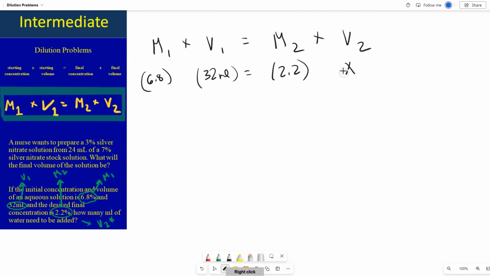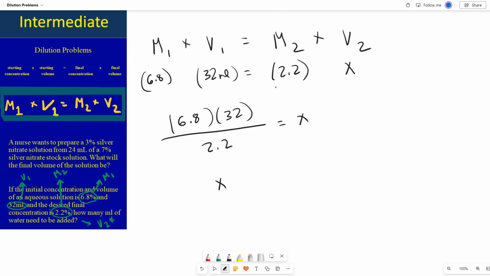So again, to isolate x here, we have to divide both sides by 2.2. So we'll end up with 6.8 times 32 divided by 2.2 is equal to x. So then when we solve for x, 6.8 times 32 divided by 2.2, it gives us 98.9 milliliters. And that is equal to V2. I'm going to underline that, but that's not our answer. It doesn't want to know what the final volume is.